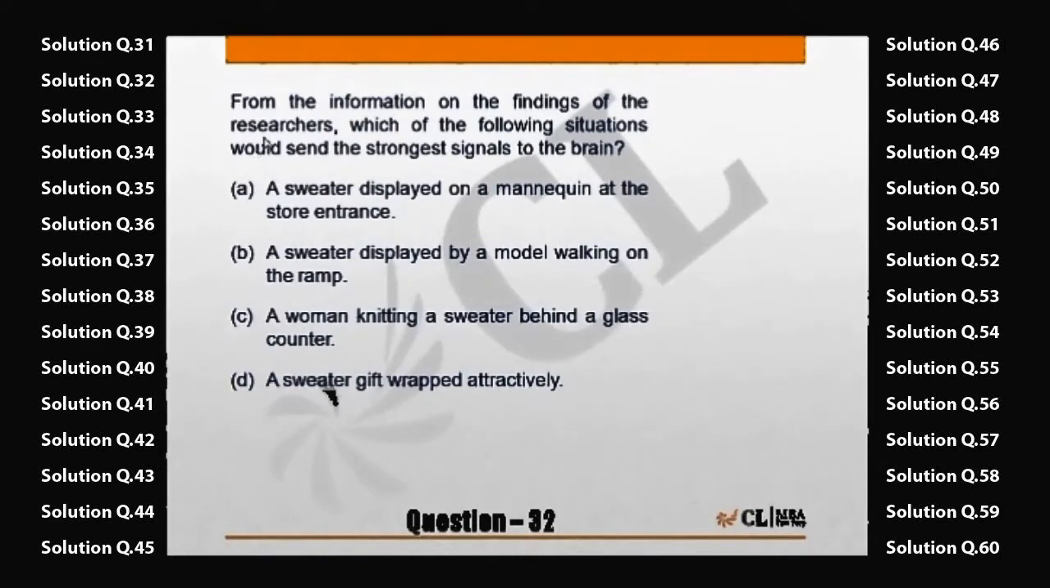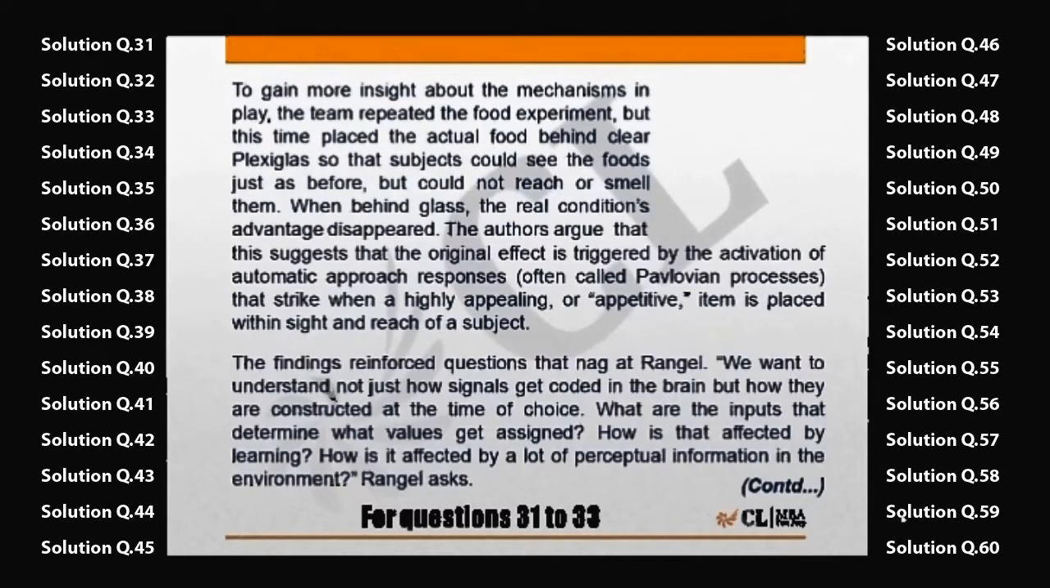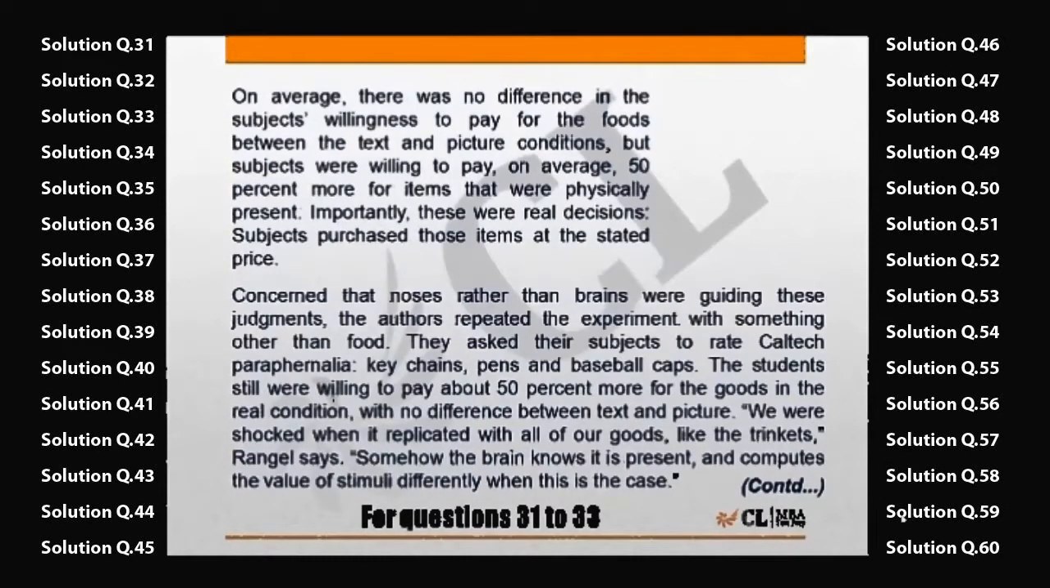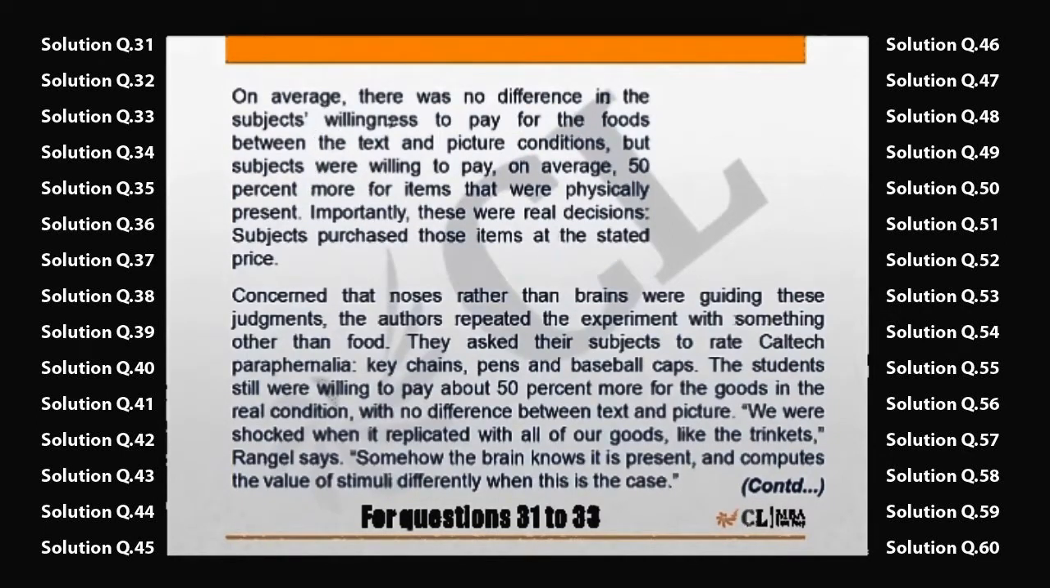Question 32. From the information on the findings of researchers, which of the following situations would send the strongest signals to the brain? Let's look at the choices. Now to get the answer, let me just take you back to the passage. Randomly presented. Okay, here. There's the experiment. They randomly presented the students with snack food, candy, etcetera. The students were asked to assign values for each of the foods. On an average, there was no difference in subjects' willingness to pay for the food between text and picture conditions. So they were willing to pay for all of them.